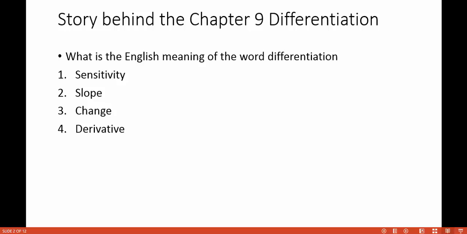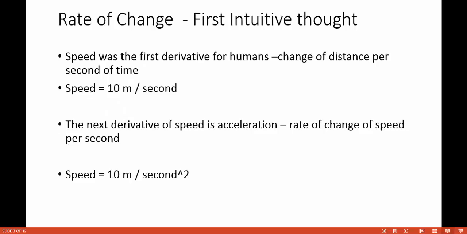The other way is slope, which is rate of change, or in general change, how things are changing. Are they changing fast? Are they changing slow? And we also use the term derivative, the first derivative, because we want to find out how things are changing or how the values are derived.